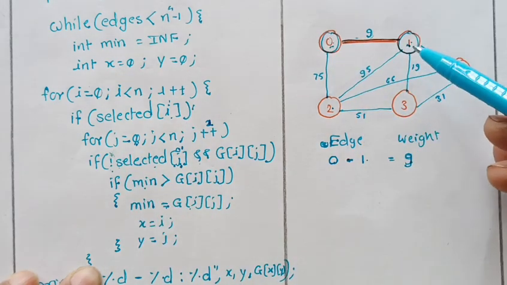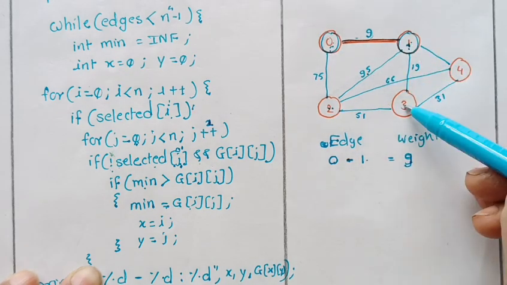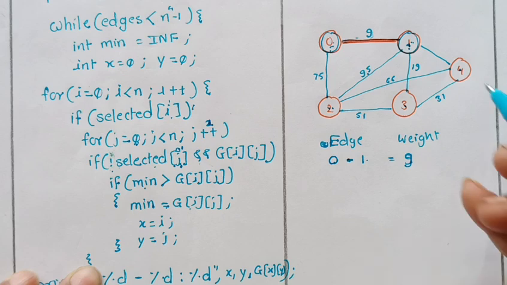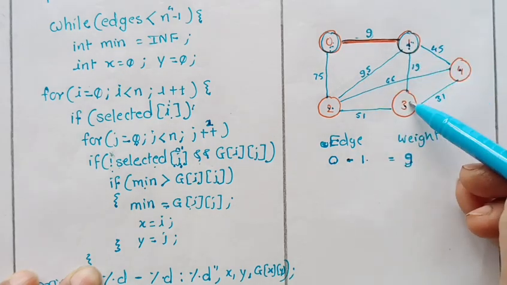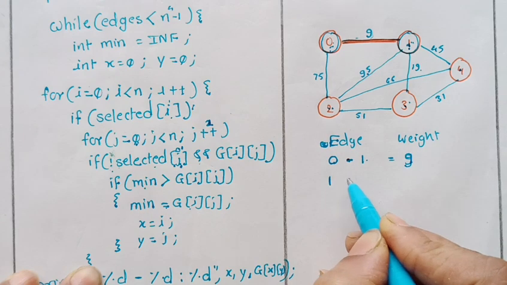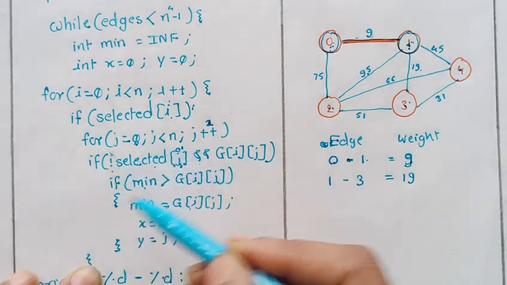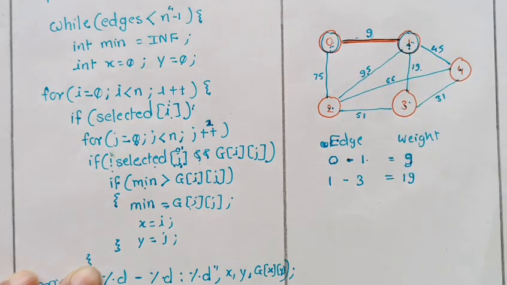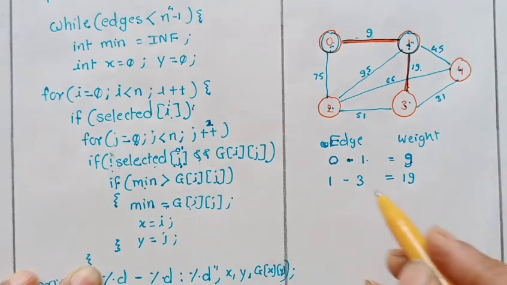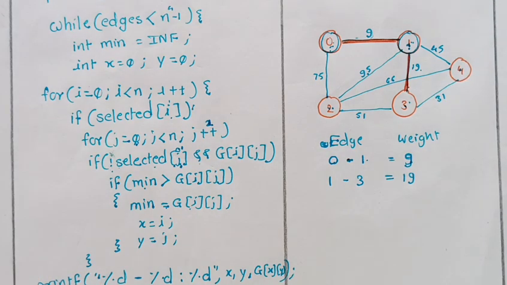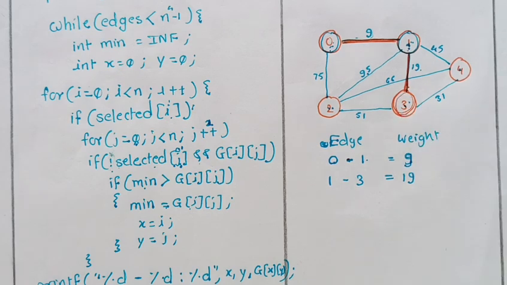So 1 to 0 will not be found. 1 to 2 is 95, 1 to 3 is 19, and 1 to 4 is 45. Which one is the minimum here? 1 to 3 is the minimum, equal to 19. So this for loop finds the minimum cost edge. And again we are incrementing the edge value and selected. Which node did we select? The third node. Getting it?